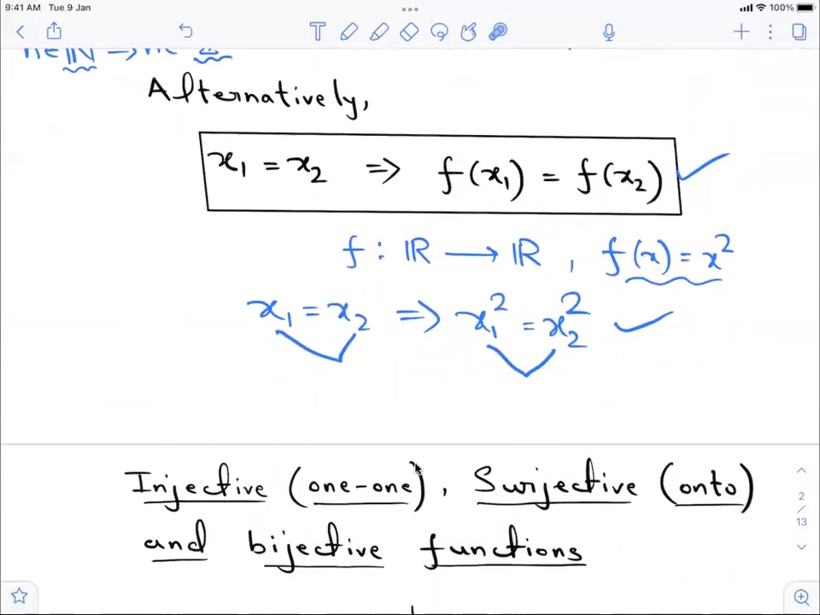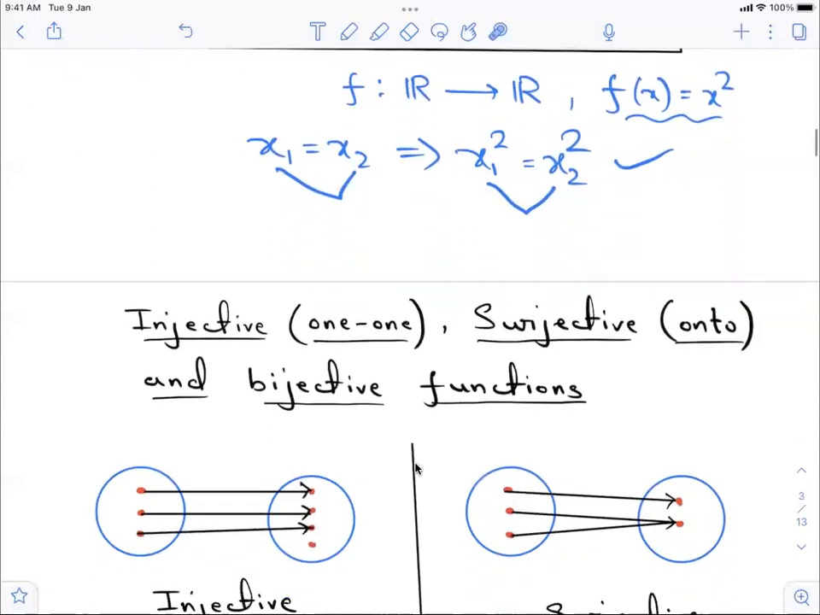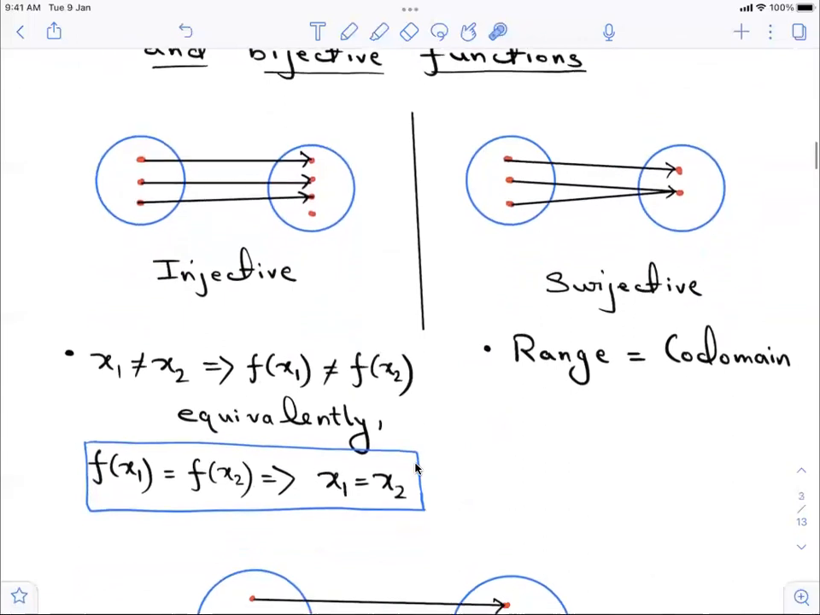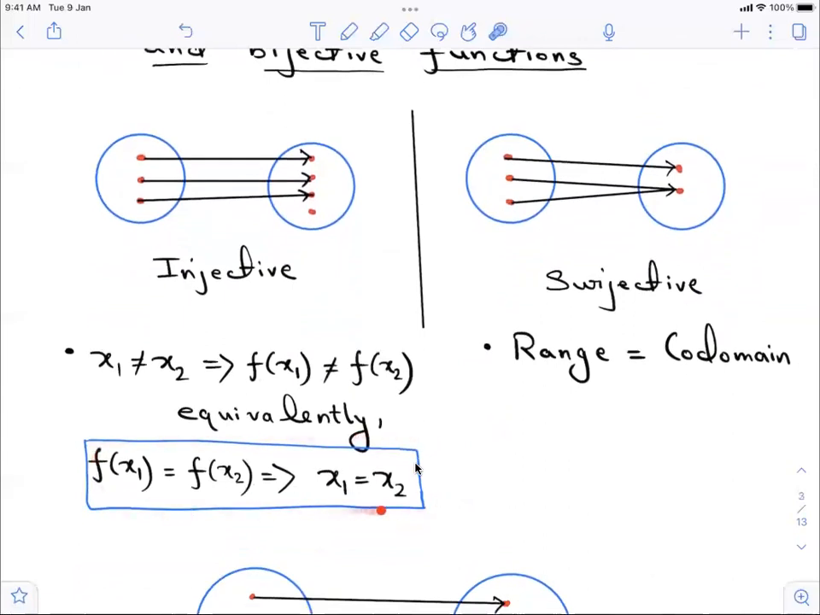So for this function, I have to check whether x1 squared equals x2 squared implies x1 equals x2. Certainly not, because x1 squared equals x2 squared implies that either x1 equals x2 or x1 equals minus x2. So with certainty, we can't say that x1 squared equals x2 squared implies x1 equals x2. So x1 equals minus x2 is also a possibility. Therefore, by this criterion, the function f(x) equals x squared is not injective.